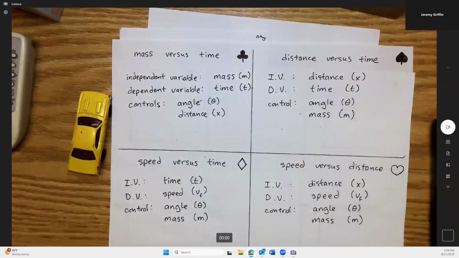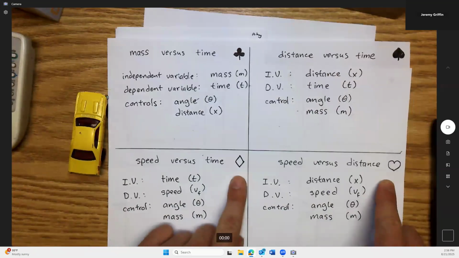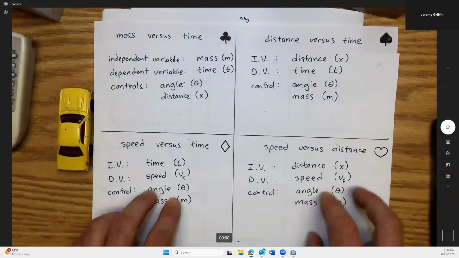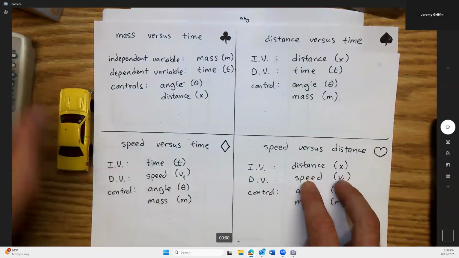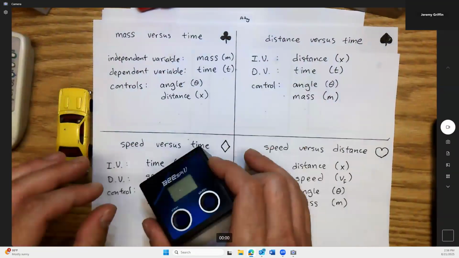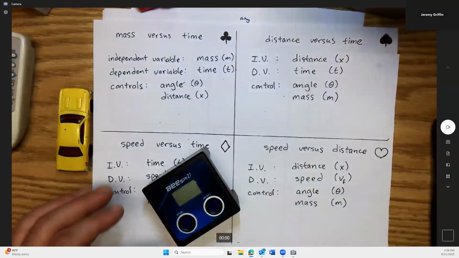Now, the diamonds and the hearts are very similar, but slightly different. Both of you, I want you to find the speed. You could use the speed gate. Speaking of speed, I almost forgot. There is another way you can find speed.